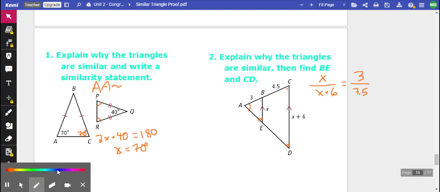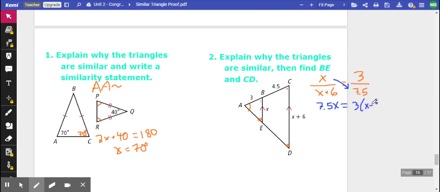Here's where things can become a little tricky, because we can do x times 7.5 and get an answer pretty easily. But then we have to do 3 times x plus 6, so I have to write it with parentheses for that. The 7.5x is going to stay the same, but now I have to distribute on the right side so that I have 3x plus 18.